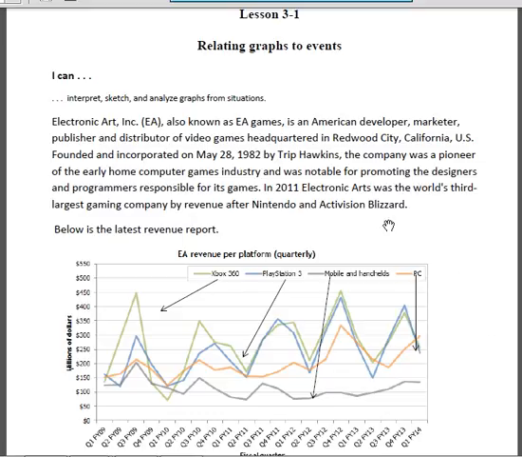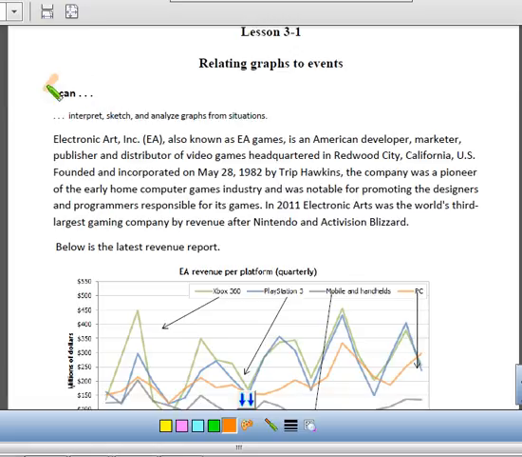Hello, welcome to the video notes for lesson 3.1. This is about relating graphs to events. This starts on page 1 in your notes packet, and here we go. So the target for this lesson is I can interpret, sketch, and analyze graphs from situations.